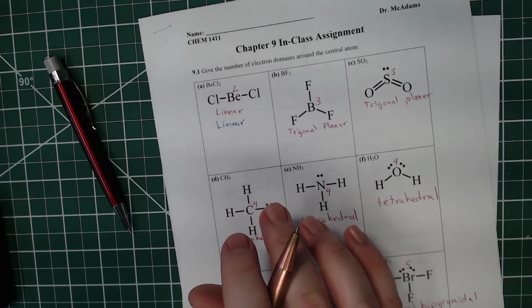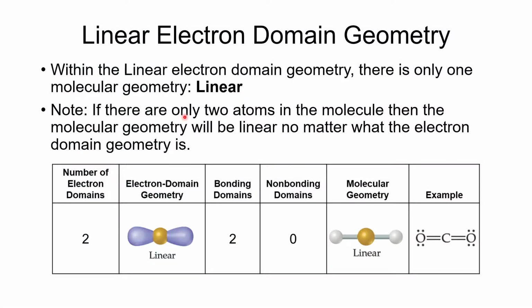One thing that's kind of useful to remember is if you have no non-bonding domains, in other words, no lone pairs on the central atom, then your molecular geometry is going to have the same name as your electron domain geometry. So again, if you have no lone pairs on the central atom, then your molecular geometry will have the same name as the electron domain geometry.